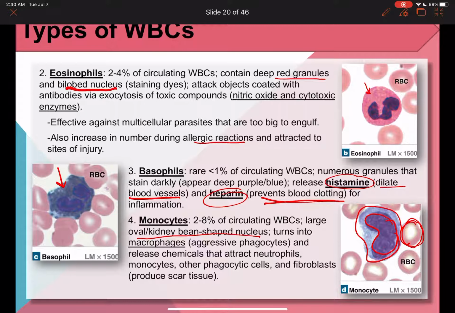In the end, what monocytes do is turn into macrophages. And macrophages are aggressive phagocytes that we'll talk more about when we get to the lymphatic or immune system. They will release chemicals that attract neutrophils, monocytes, and other phagocytic cells, and fibroblasts for healing of a wound and producing scar tissue that we talked about last semester.